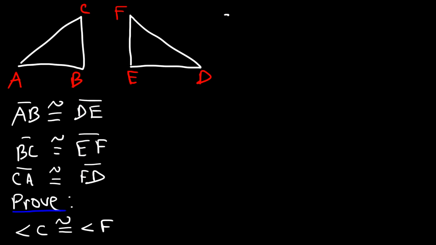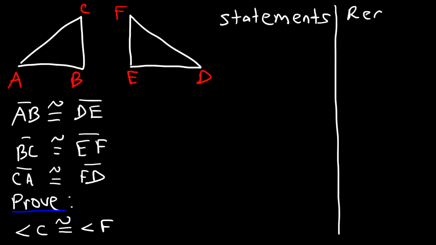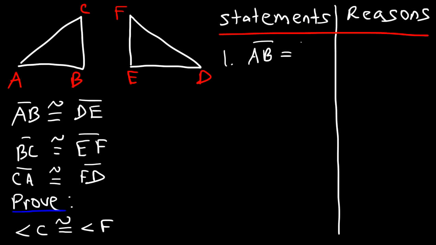So let's make our two-column proof. Statements, and reasons. So the first statement that we could say is that AB is congruent to DE. And the reason for that, it's given. So let's write that on the picture. So this is AB is congruent to DE.